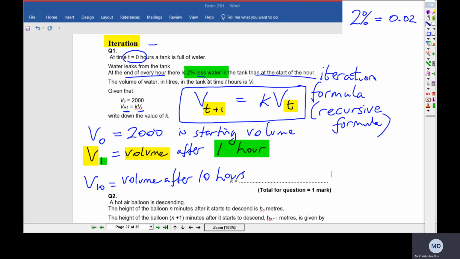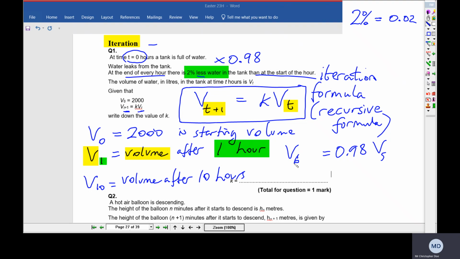Why is it 0.98 and not 1.02? Right, if I'm subtracting, my multiplier is 0.98. So this formula, what it really means is this. The volume in an hour's time is 2% less, 0.98, of the volume I've got now. So this is the current volume, however many hours we've got. Say we've had five hours gone. In my next hour, it's going to be 6 hours gone. Whatever I've got now, I'm going to take 2% off to work out what I'm going to have in an hour's time. That's the sort of maths that we're doing here.